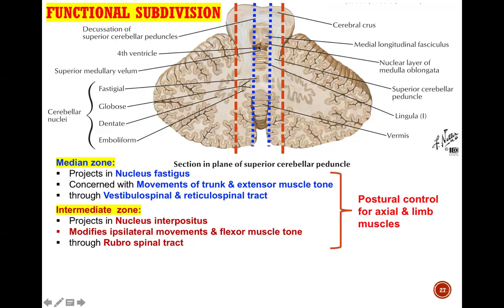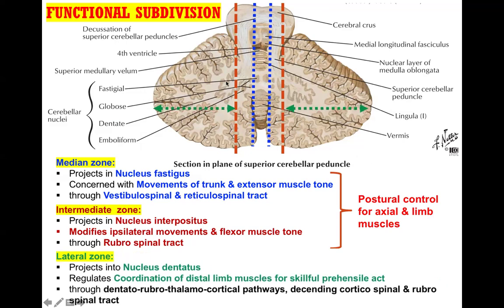So the median zone and the intermediate zone are responsible for controlling the axial and limb muscles, especially postural control. And in the lateral zone, you can see the dentate nucleus. You can consider this the nucleus dentatus, or dentate nucleus. These are responsible for coordinated movement in the distal limb, or those movements where you need skill. Those skilled or coordinated movements are controlled from this whole area especially.